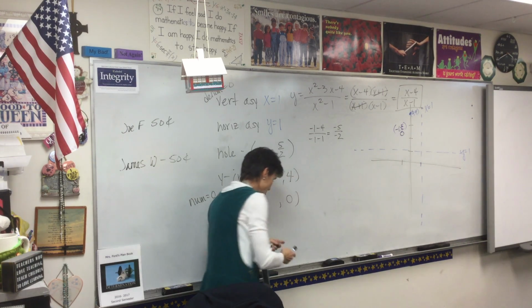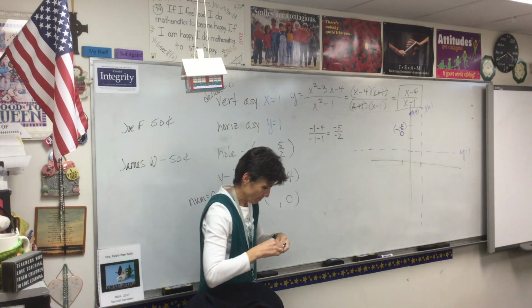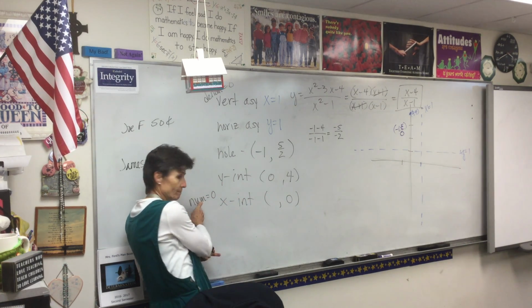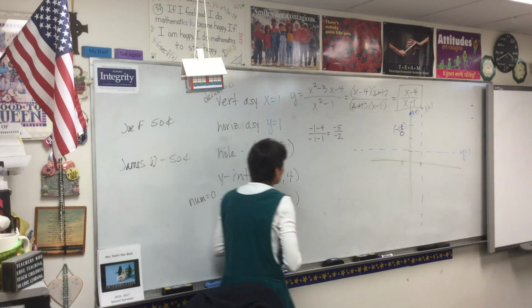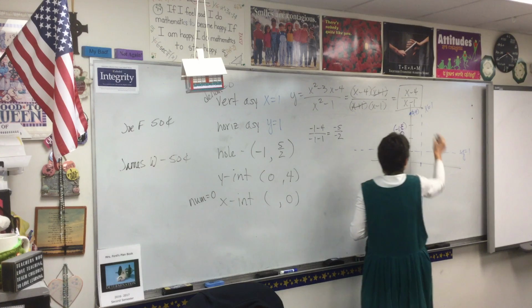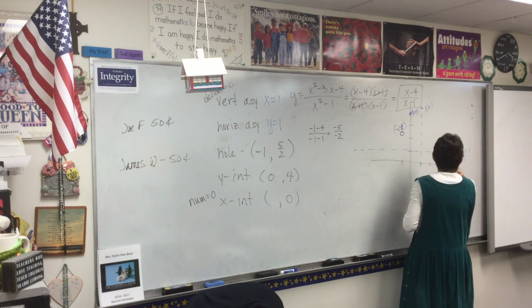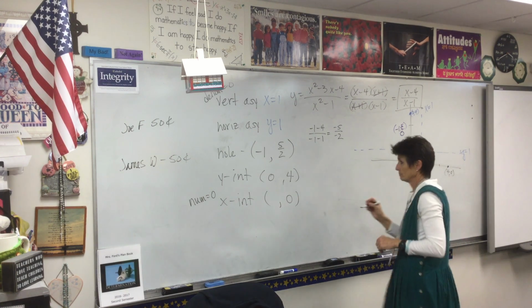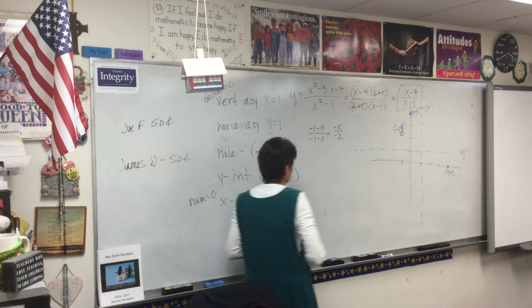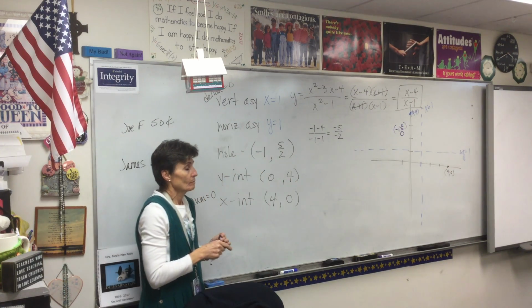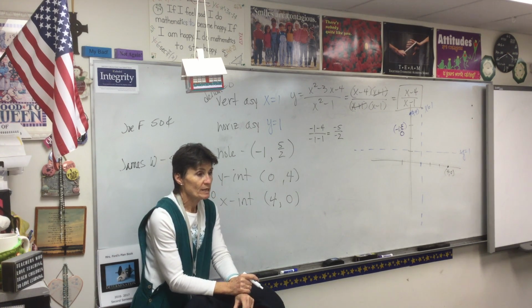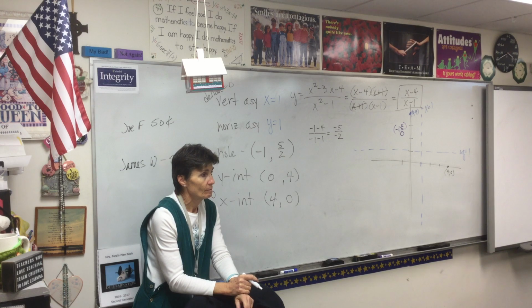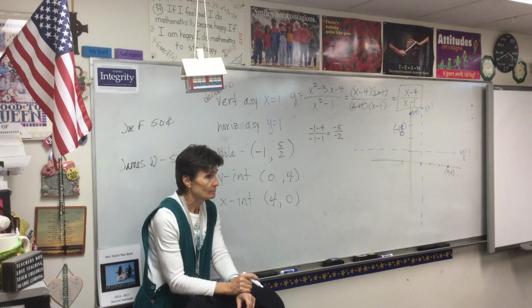Now, how do I get x-intercepts? Make the numerator 0. How do I make the numerator 0? What number? 4. Now we should be able to graph this now.